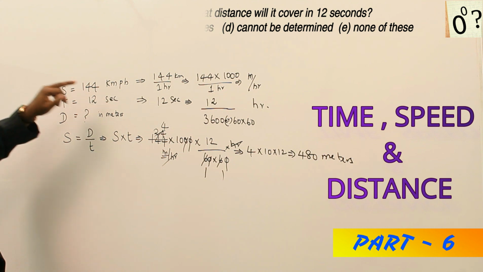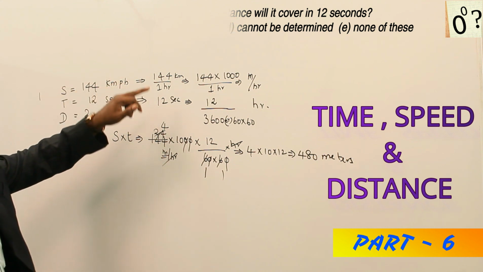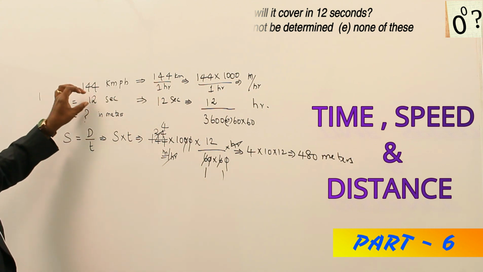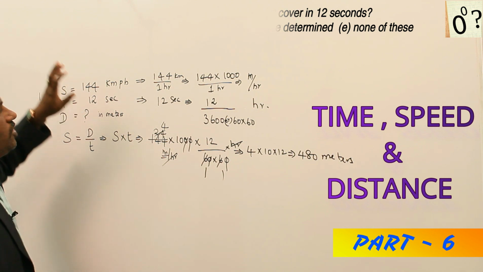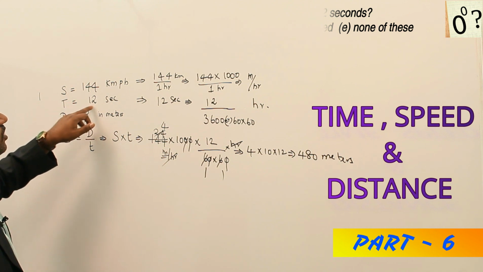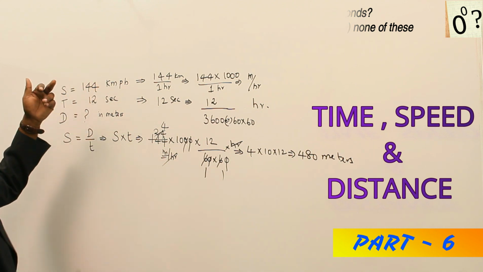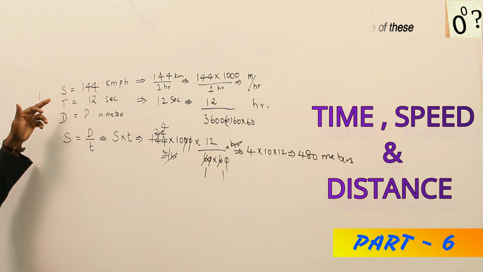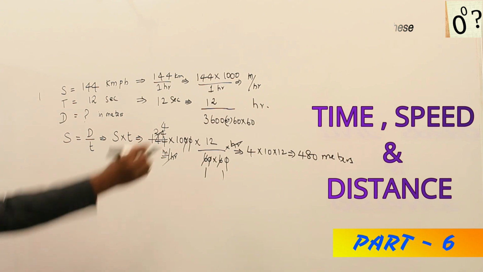We can convert any data, but the answer should be in a single unit. Suppose you convert kilometer per hour into kilometer per second, keep the seconds as it is. Suppose you keep the 144 kilometer per hour, you have to convert the 12 seconds into hour. So either this data we can convert or that data we can convert. Okay, this is the answer.